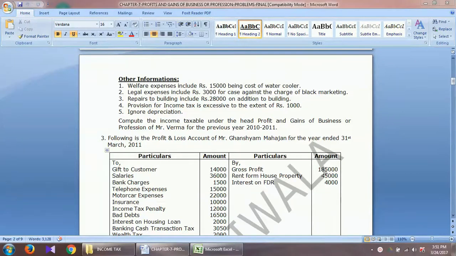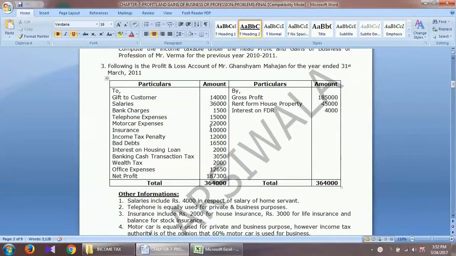Hello everyone. Today we will be discussing the third problem in income from business and profession. So let us just first discuss the problem. Problem number 3. Following is the profit and loss account of Mr. Ghanshyam Mahajan for the year ended 31st March 2011. The profit and loss account is given.